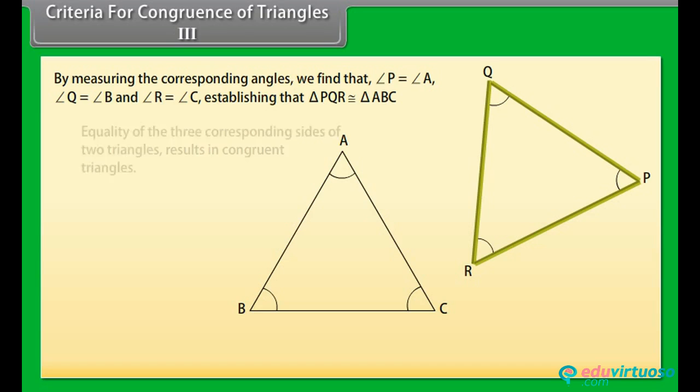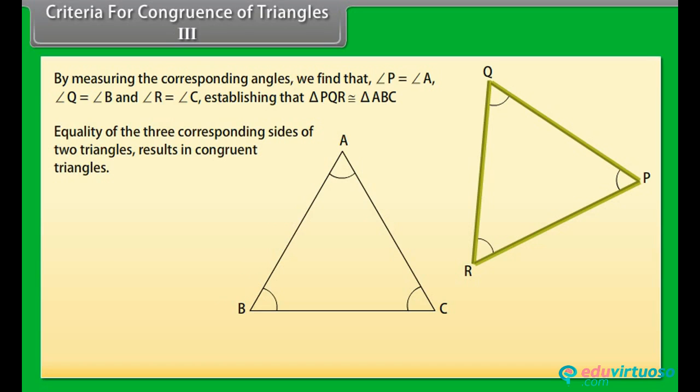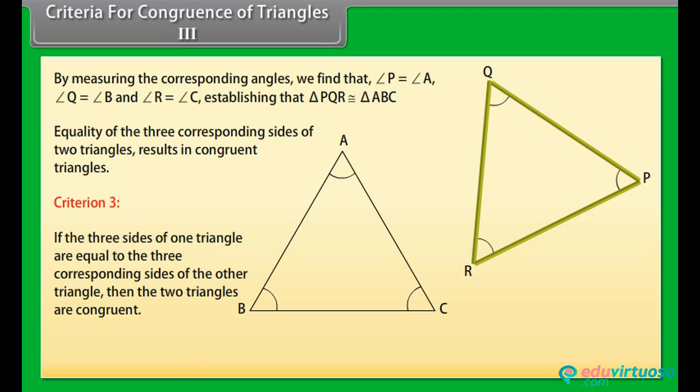This means that equality of the 3 corresponding sides of 2 triangles results in congruent triangles. Thus, we have Criterion 3. If the 3 sides of one triangle are equal to the 3 corresponding sides of the other triangle, then the 2 triangles are congruent. This is referred to as SSS, side-side-side congruence rule.